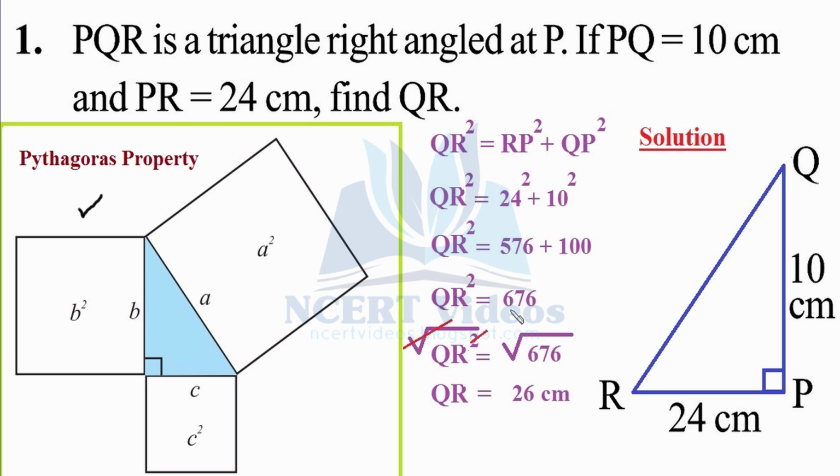Now 676 under root, or square root of 676, is what? 26. This you can do here with the prime factorization method that you have learned in your previous class. So it turns out that 26 into 26 gives you 676. Therefore this length measures 26 cm. So in this way you use your Pythagoras property, which states that the square of the longest side is equal to the sum of squares of the other shorter sides, and the longest side will be opposite to your right angle. This angle denotes the right angle. That is your first.